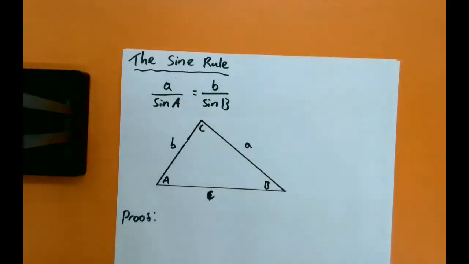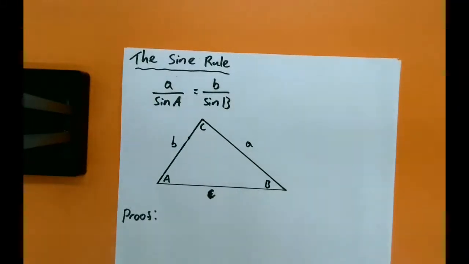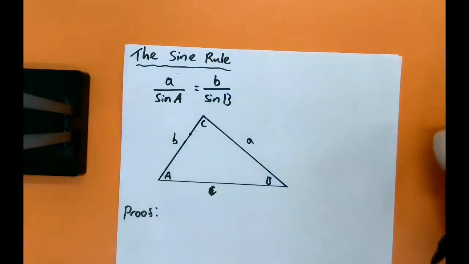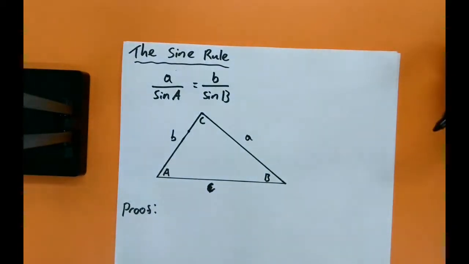Alright, so welcome to what is going to be the first of a set of videos in relation to non-right angled trig. So this is trigonometry that we're going to use in regards to triangles that don't have a right angle in them. The first one here would be the sine rule, and what we're essentially trying to do here with the sine rule is figure out either the side of a triangle or an angle of a triangle with some given information in a non-right angled setting.